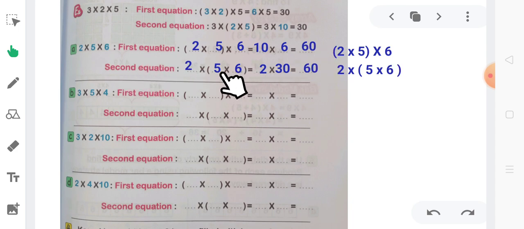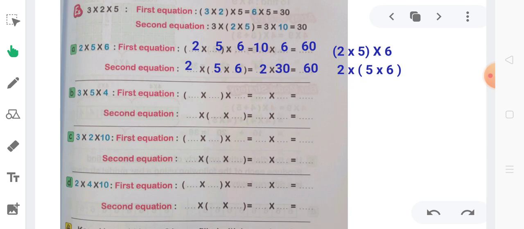Here we have, I leave the first one, then I take the last two numbers inside the parentheses and I calculate what's inside the parentheses first. It's 30. Then I have outside the parentheses 2. So 2 times 30 equals 60. So I've got the same answer. However, the order is changed. Okay? Let's see the next one.